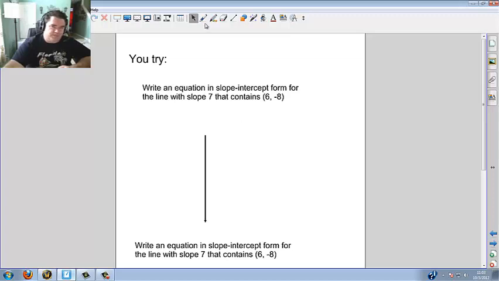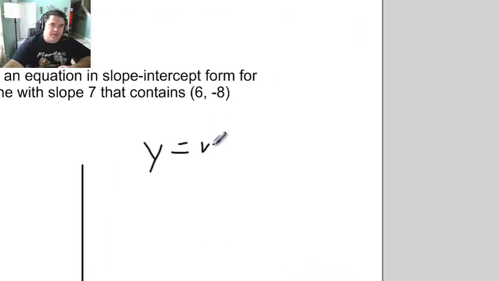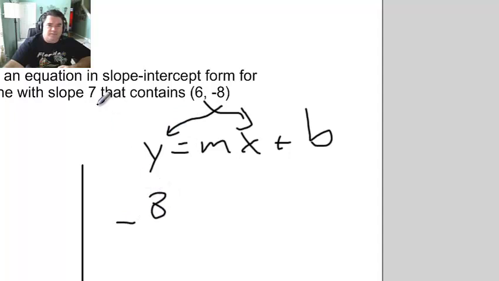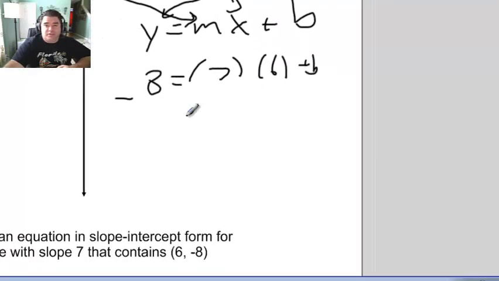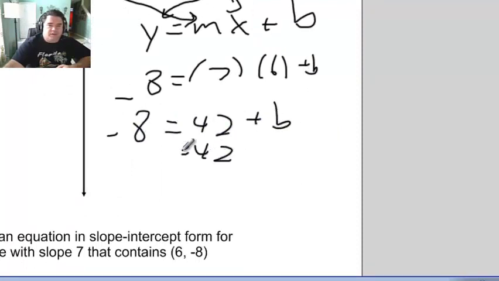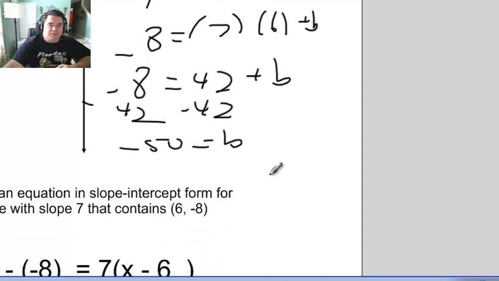Now I know what you're thinking. You're thinking, could I just have gone y equals mx plus b? And could I put 6 in the x column, -8 in the y column, and 7 in the slope column? So -8 equals 7 times 6 plus b. And I get -8 equals 42 plus b. Minus 42 minus 42, -50 equals b. Plug that back in. Alright, well now I got to plug this whole thing in again. So now I have y equals 7x minus 50.